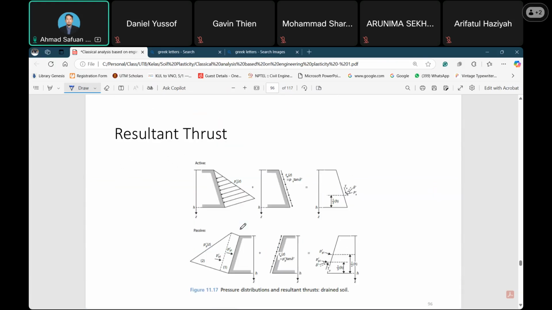Basically, for the total thrust, we need to draw the stress distribution diagrams. So from there, we can get the area. From the area, that is the resultant thrust.